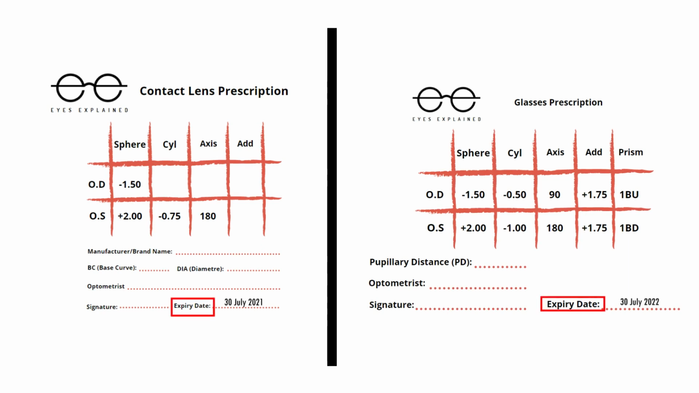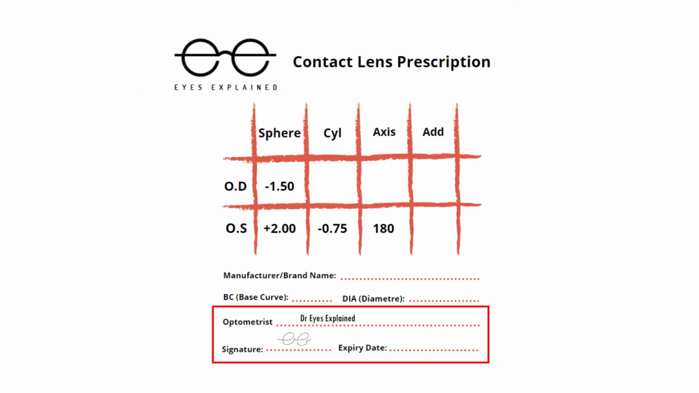Glasses and contact lens prescriptions must have an expiry date in order to be dispensed. The expiration date may not be the same for both of them, and this will be determined by your eye doctor, taking your eye health and eye history into account. And you should find the name and signature of your eye doctor on the prescription for it to be valid. Your eye doctor can give you a copy of your prescription if you want a record of it. So that's your prescription explained.